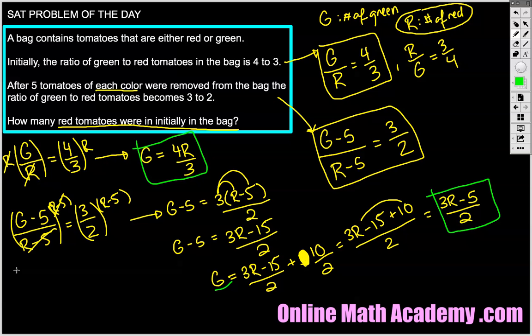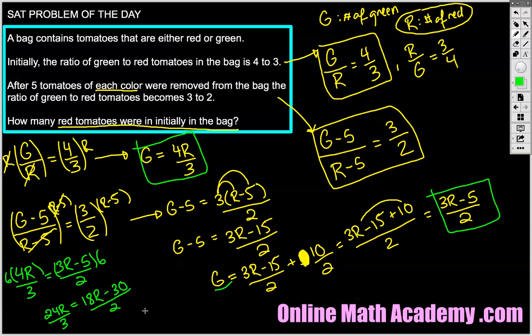Yes, they are. So 4r over 3 equals 3r minus 5 over 2, and the least common multiple between 3 and 2 is 6. So why don't we just multiply both sides by 6? When we do that, we get 24r over 3 equals, multiplying by the 6 over here, 18r minus 30 over 2.